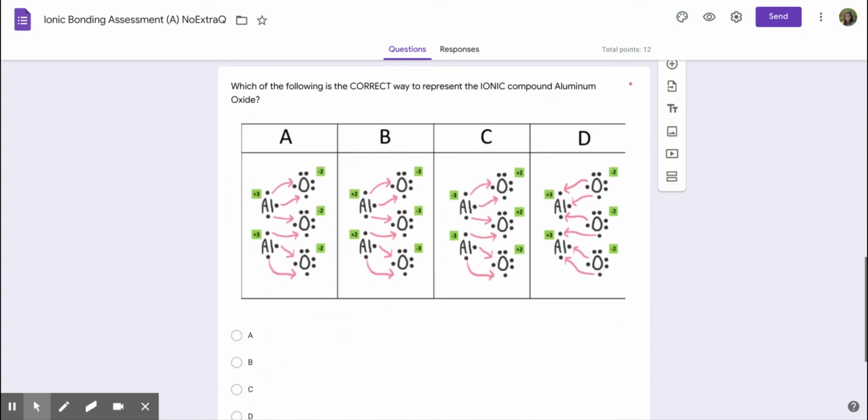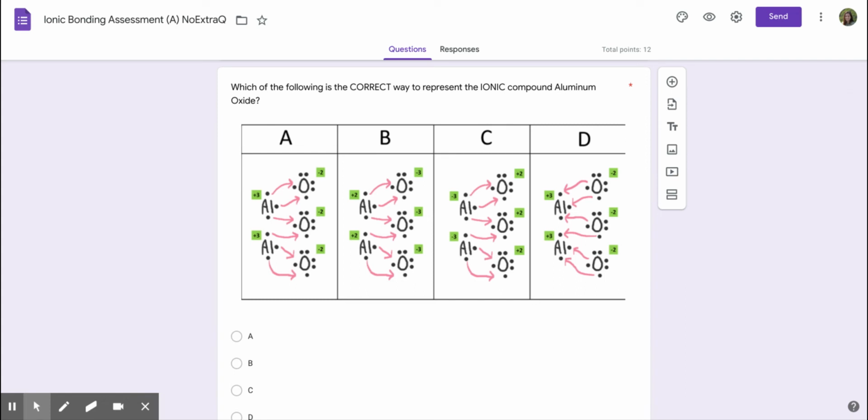Our next question says, which of the following is the correct way to represent the ionic compound aluminum oxide? Okay, so we have A, B, C, or D. We notice that the setup is the same. We have the same amount of valence electrons in each, the same amount of elements. There's 2 aluminum, 3 oxygen. The arrows are the same except for D. D is pointing the other way, from oxygen to aluminum.